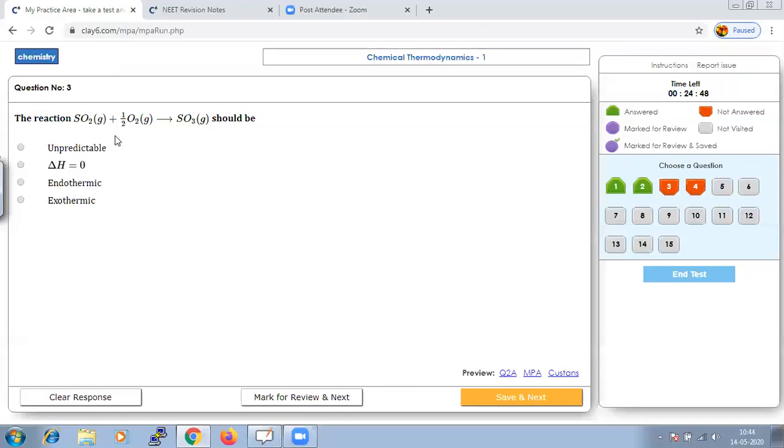The reaction SO2 plus half O2 will give SO3. So the reaction is going to involve a decrease in randomness, hence you could say that the spontaneity must be favored. And if spontaneity is favored, because delta H is negative, immediately we can say that it should be an exothermic reaction.